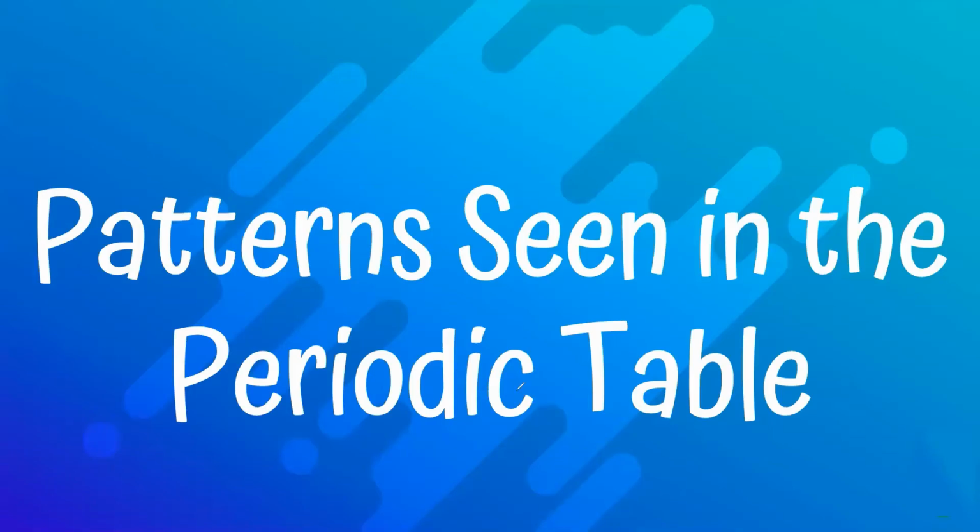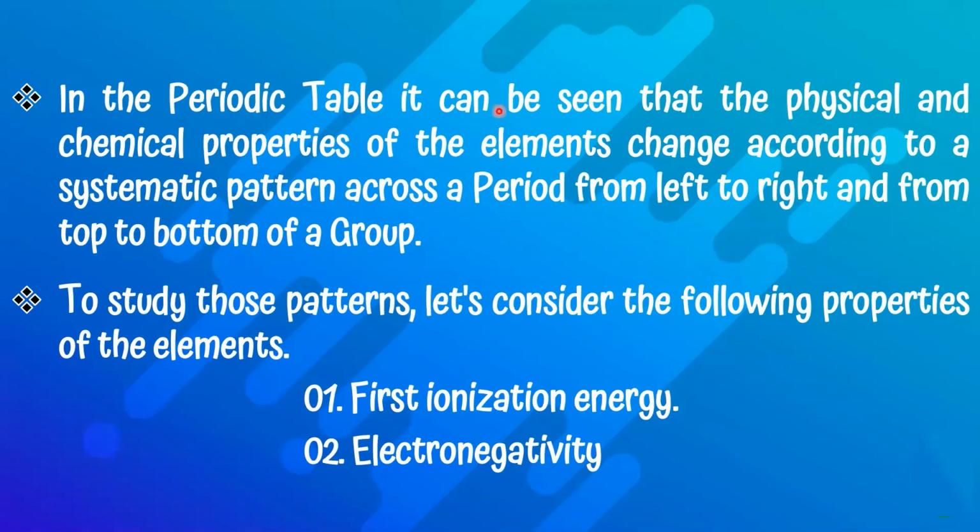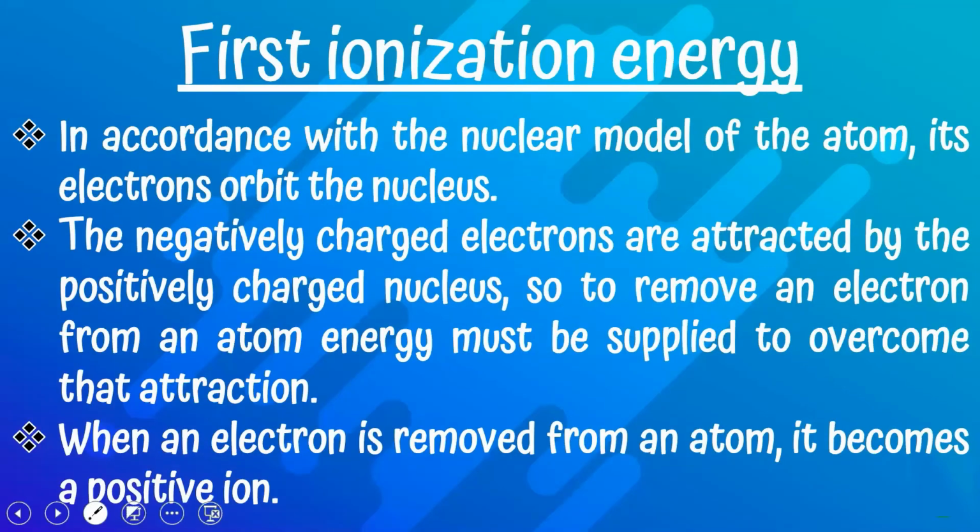Patterns seen in the periodic table. In the periodic table, it can be seen that the physical and chemical properties of the elements change according to a systematic pattern across a period from left to right and from top to bottom of a group. To study those patterns, let's consider the following properties of the elements. First, ionization energy and electronegativity. First, let's discuss first ionization energy.